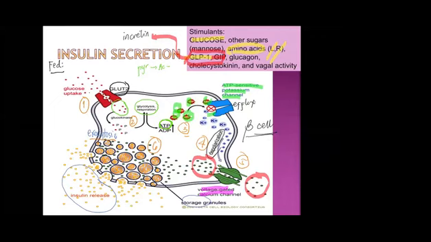Guys, naintindihan? Okay, so proceed tayo sa next slide. So ito yung reason kung bakit pag marami tayong glucose sa dugo, magse-secrete ang insulin. Kasi glucose itself is a stimulant of insulin secretion.